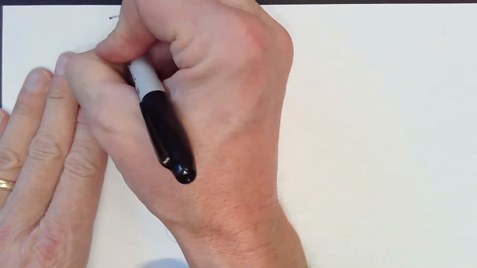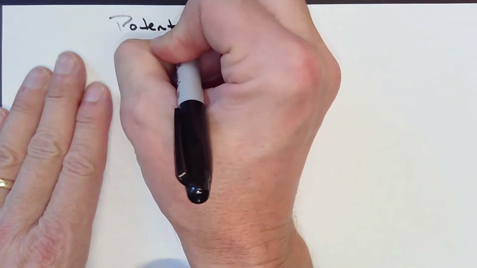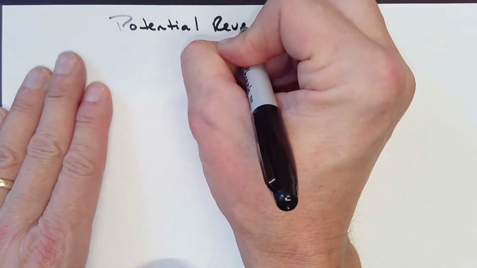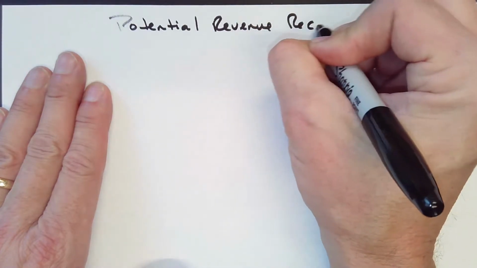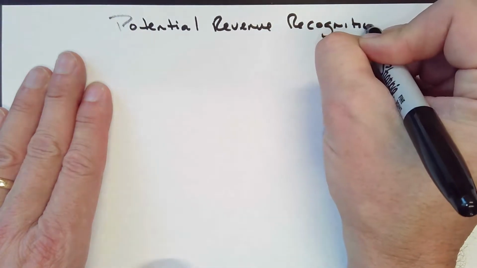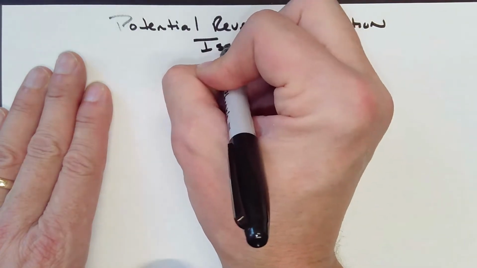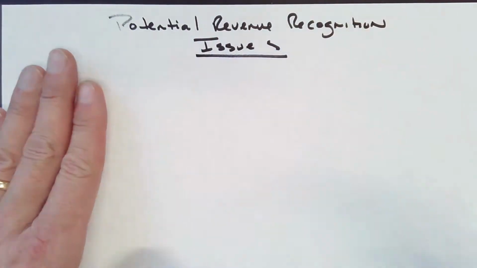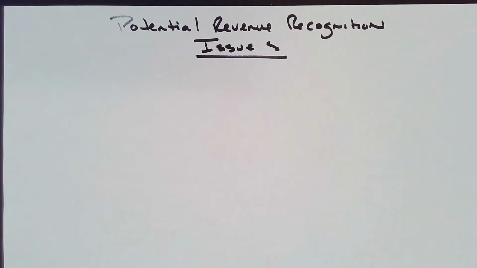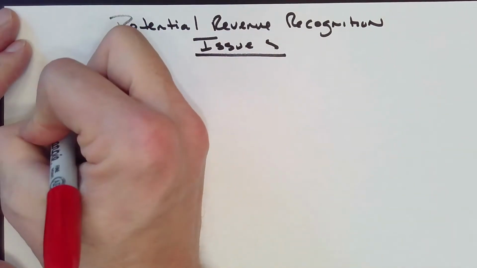All right, we're still thinking about different kinds of potential revenue recognition issues. In this one, we're dealing with licenses, and we'll use software licenses as an example.